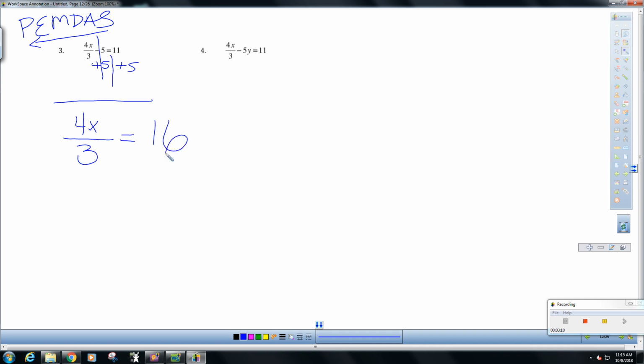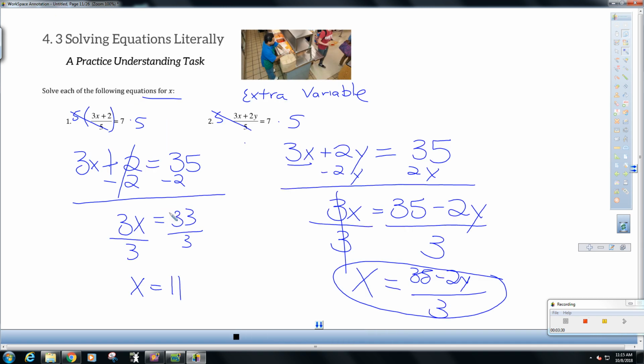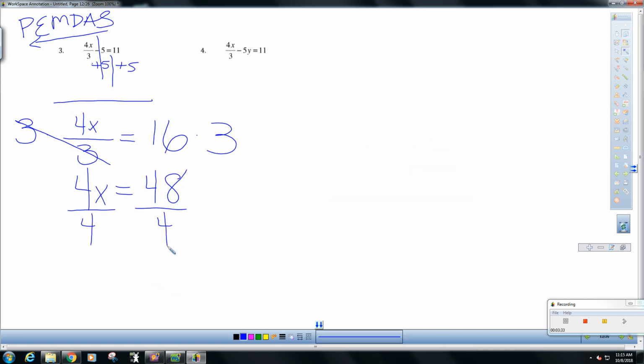4x over 3 is 16. Multiply both sides by 3. 16 times 3 is 48. Divide both sides by 4. And you get x is 12. Check my answer. 48 divided by 3 is 16. 16 minus 5 is 11. I know I did it right.